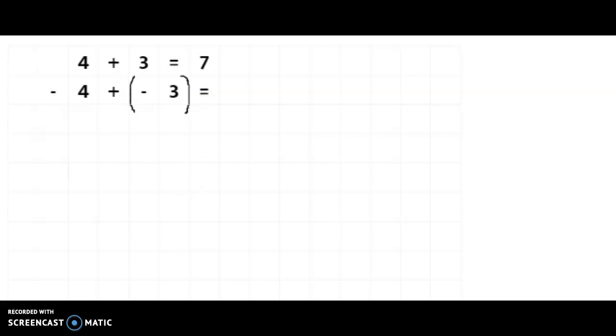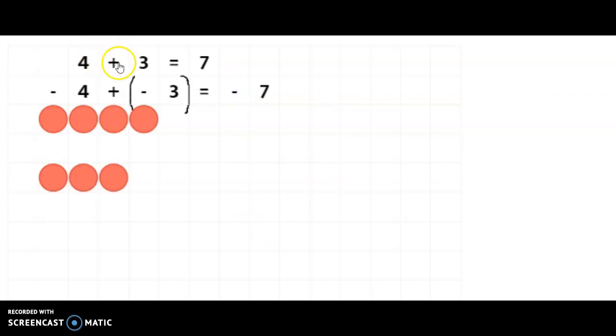Well, we can model that with our counters. I'm going to use green counters to represent positive numbers and red counters to represent negative numbers. And in this example number 2, the only thing I have is negatives. So here we go. We've got negative 4. And I have a group of negative 3. So when I look at this in total, I have negative 7 total.